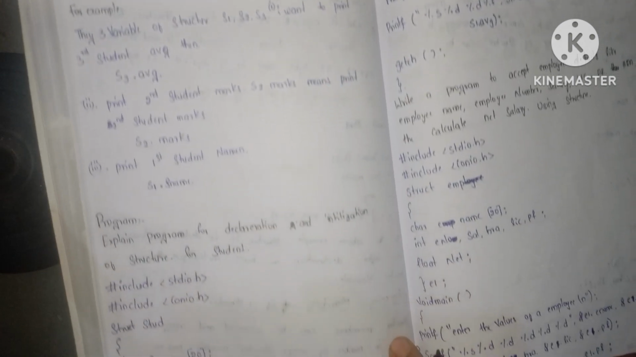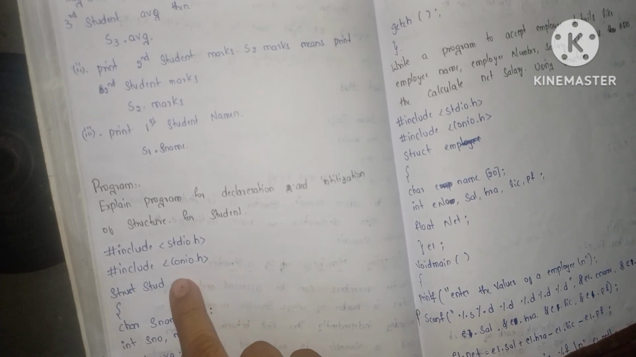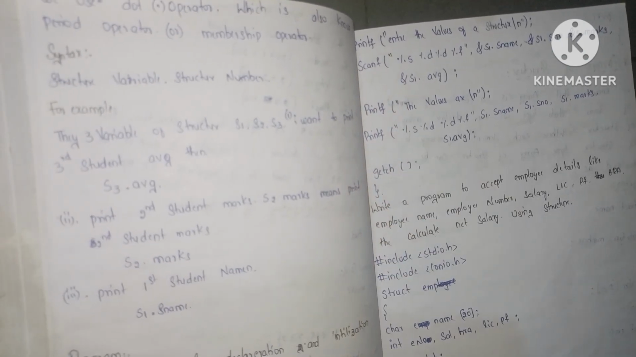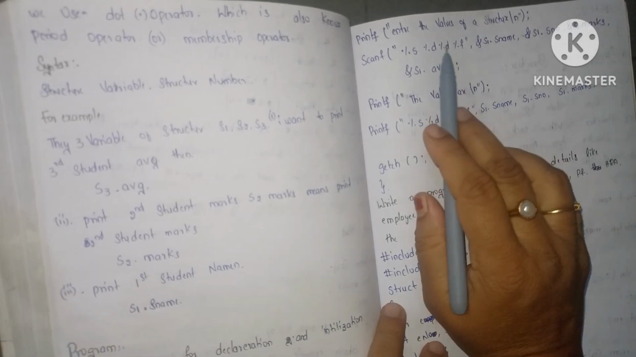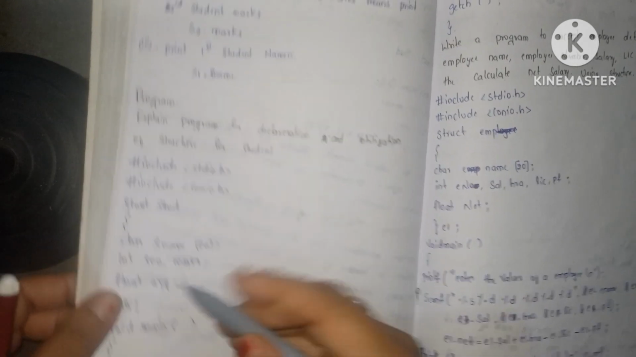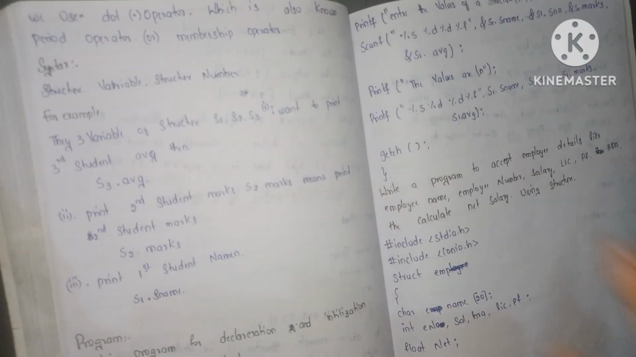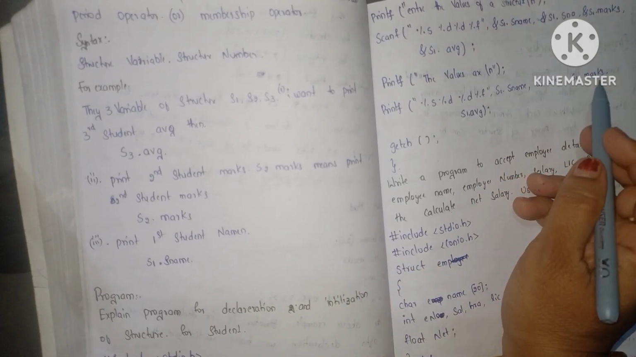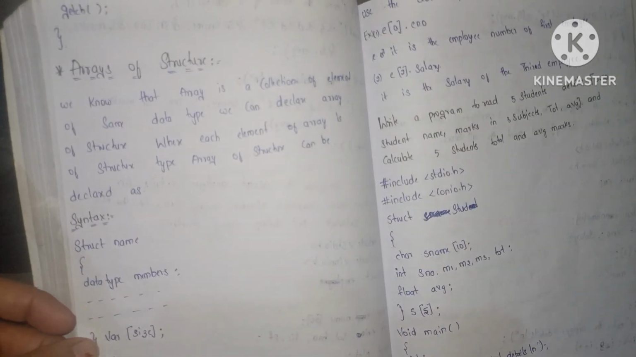Next one is an example program: how to create, declare and initialize a structure variable. Hash include stdio.h, hash include conio.h. Then I declare the structure student, void main. Same like a normal program, but the only thing is you access using the structure variable name. Here the structure variable is S1. So S1 dot S name, ampersand S1 dot S name, ampersand S1 dot serial number, ampersand S1 dot marks. Like this we can access the data using scanf, and the same thing we can write with a print statement also. So this is an example of structured programming.